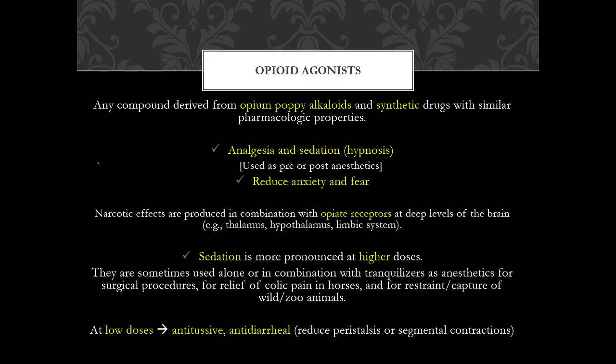We see narcotic effects that are produced in combination with opiate receptors at deep levels of the brain, in the thalamus, the hypothalamus, and within the limbic system. Sedation is more pronounced at higher doses. Sometimes they're used alone or in combination with tranquilizers as anesthetics for surgical procedures, for relief of colic pain in horses, and for restraint and capture of wild zoo animals.